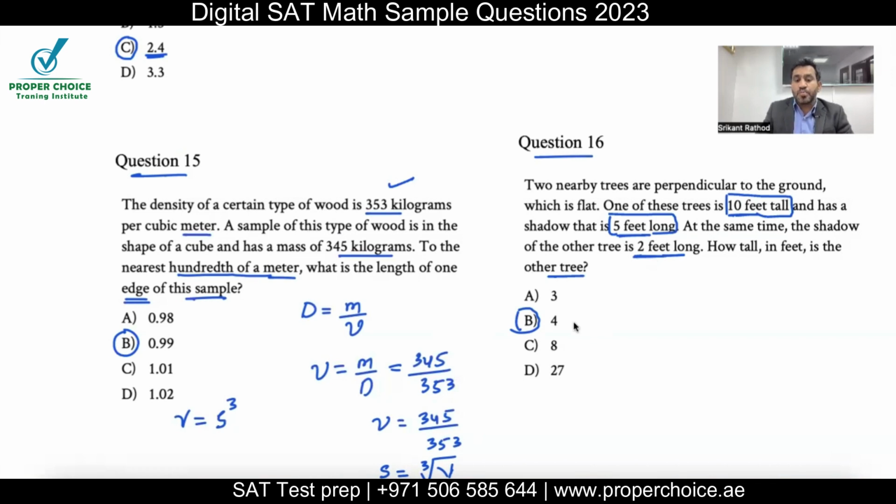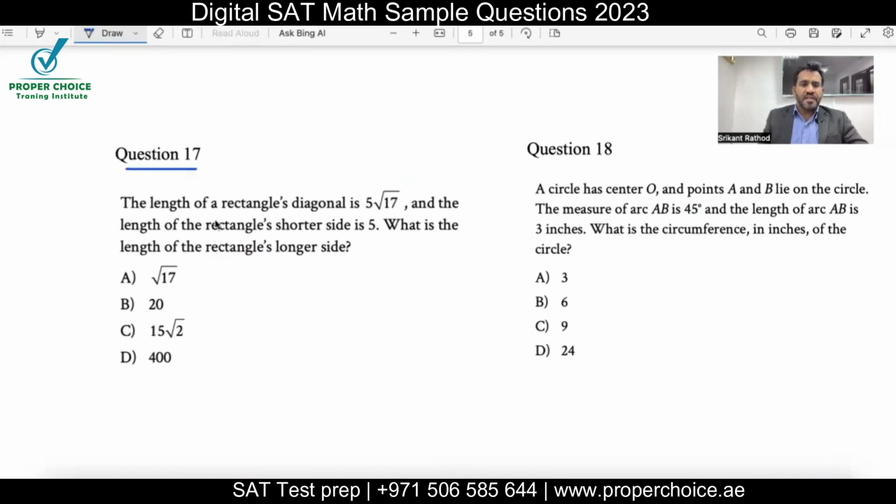Same idea, make use to predict that. Okay, so we go with option B as the right choice here. Question number 17 says the length of the rectangle's diagonal is 5 square root of 17 and the length of the rectangle's shorter side is 5. What is the length of the rectangle's longer side?